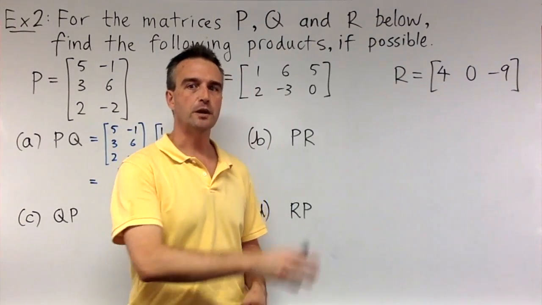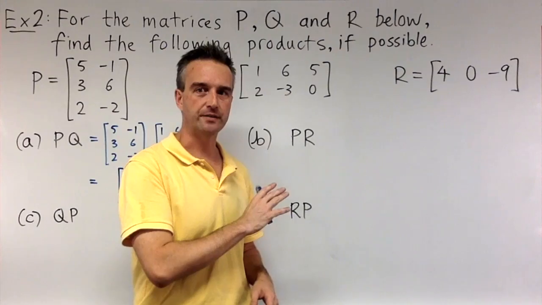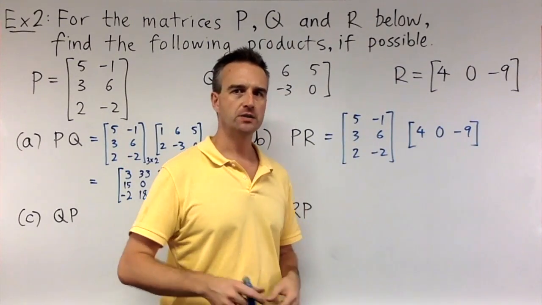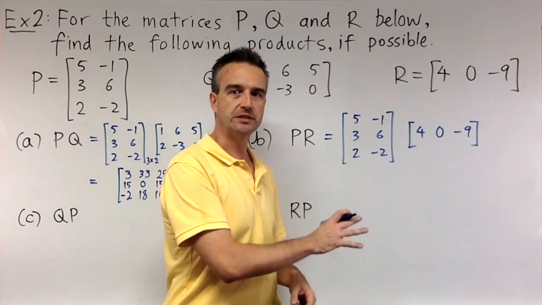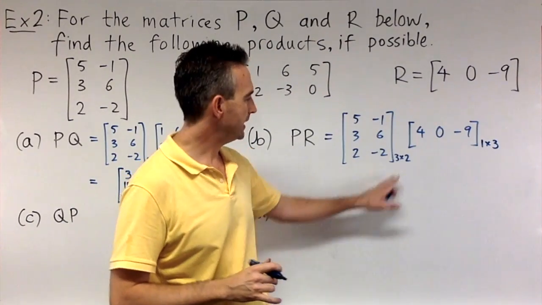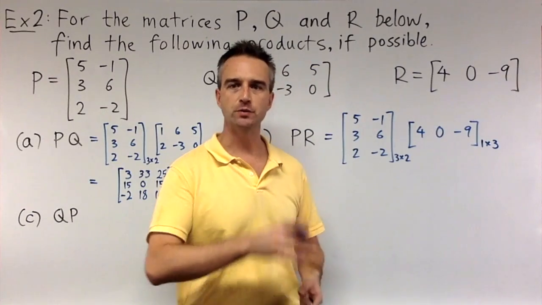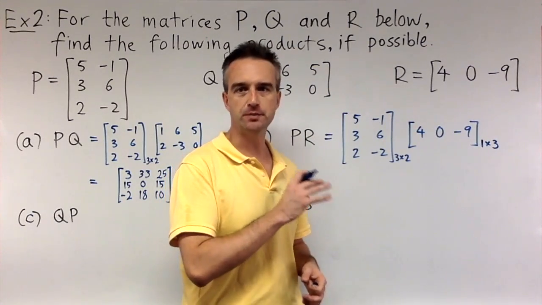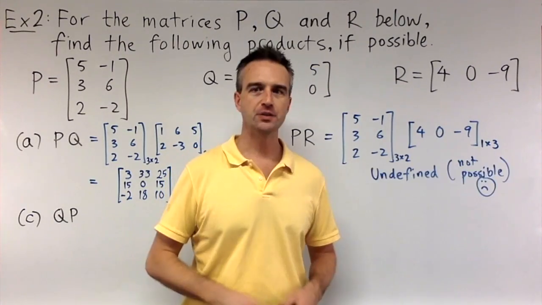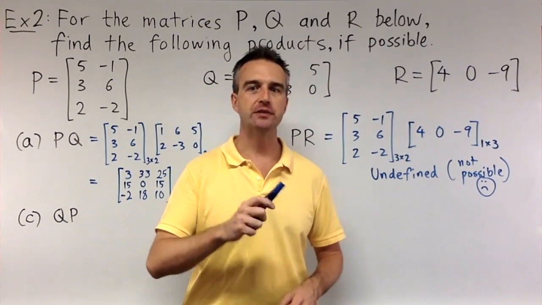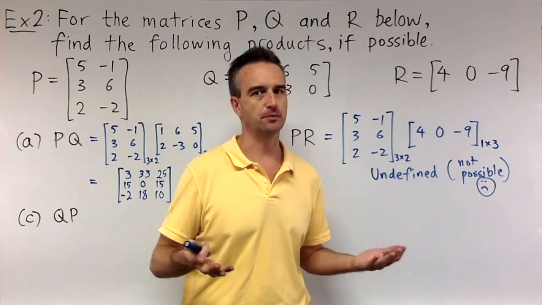The next one, let's multiply matrix P and matrix R. Written out, there they are. So what will be the order of our resulting matrix? Looking at the orders, we have a 2 and a 1 on the inside. They do not match up. So unfortunately, this matrix multiplication is not possible. So in this case, we would simply say that the product is undefined, or simply just not possible.